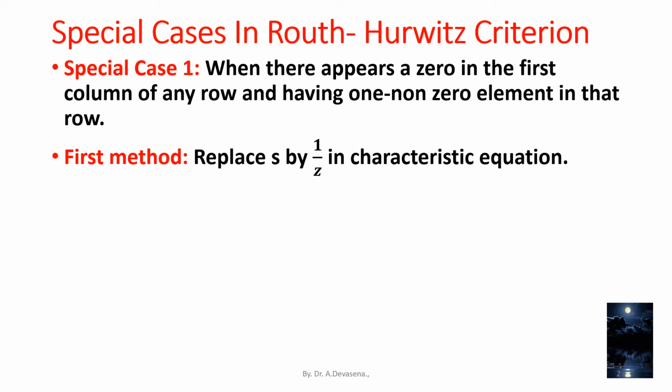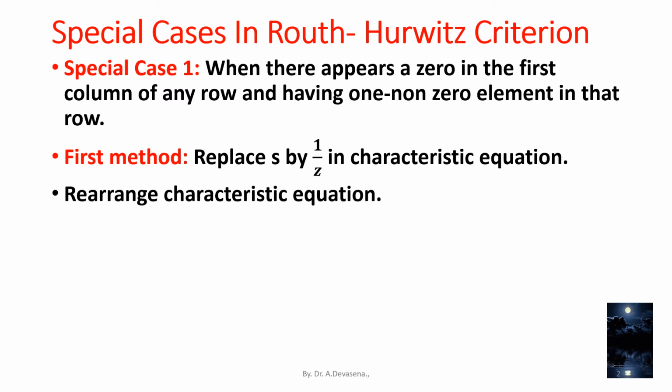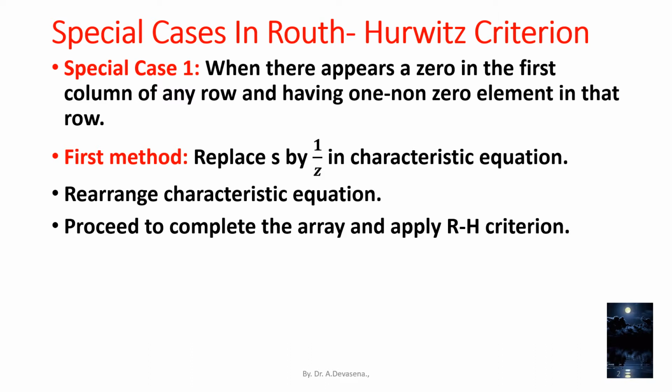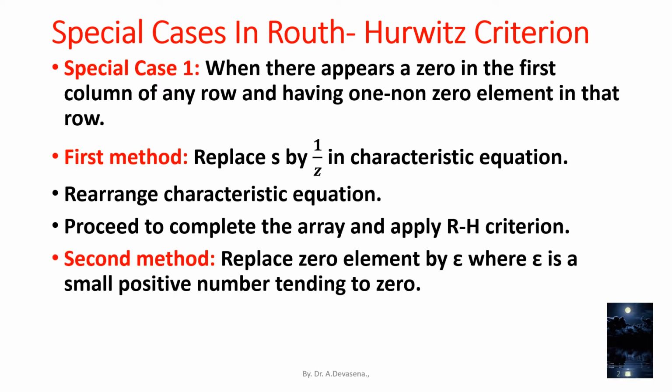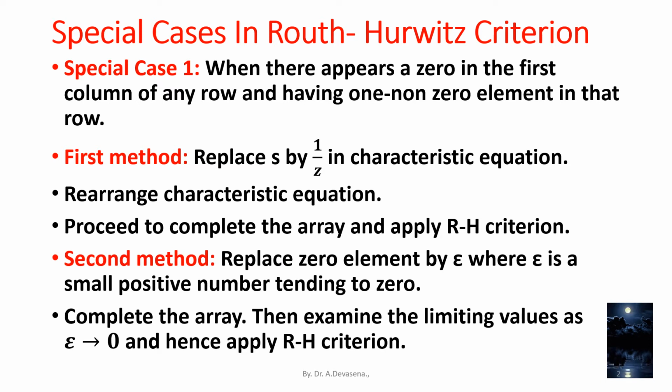Now replace s by 1 by z in the characteristic equation. Rearrange the characteristic equation. Proceed to complete the array and apply RH criterion. Second method: replace the 0 element by epsilon, where epsilon is a small positive number tending to 0. Complete the array, then examine the limiting values as epsilon tends to 0 and hence apply RH criterion.